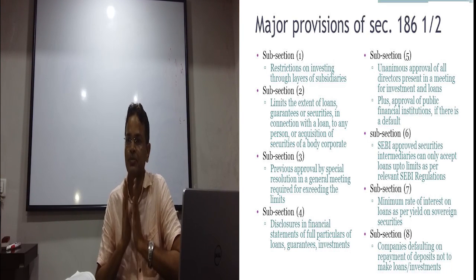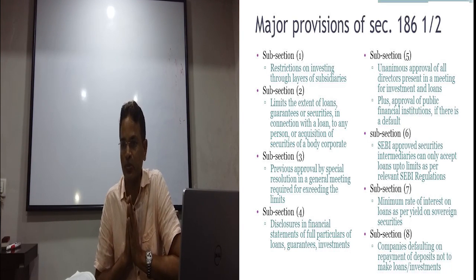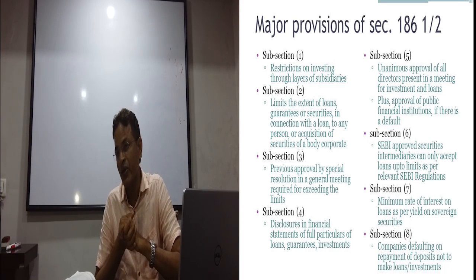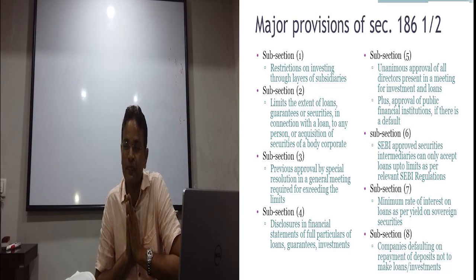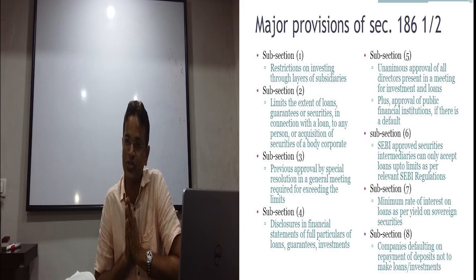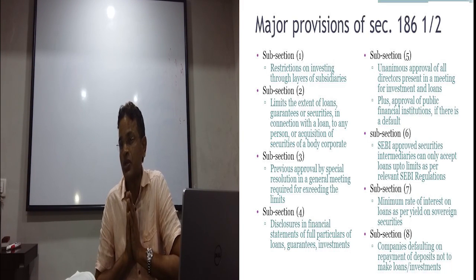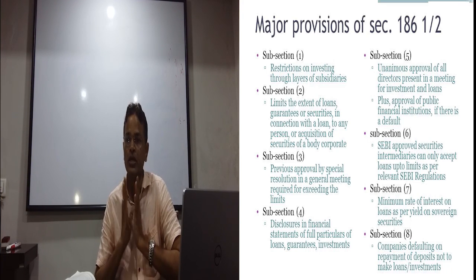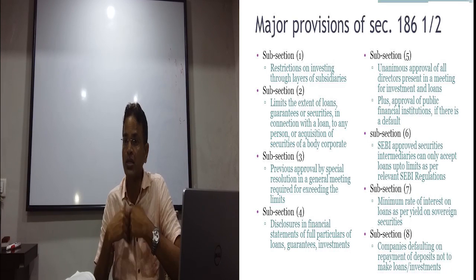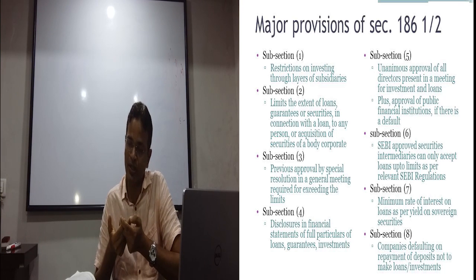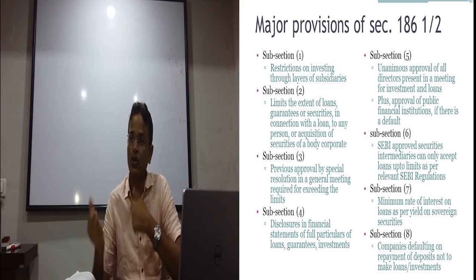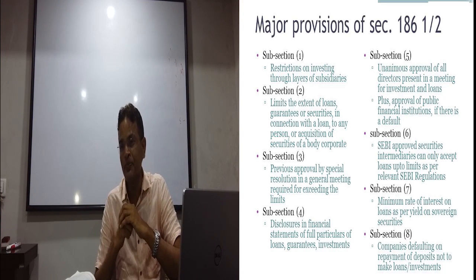Now the question, subsection 3 says previously approved by the company in general meeting. So the question obviously comes, what if the board has already exceeded the limits and the previous approval of the company in general meeting has not been obtained? So if the company is not granted previous approval, is it okay for the company to grant a post facto ratification?